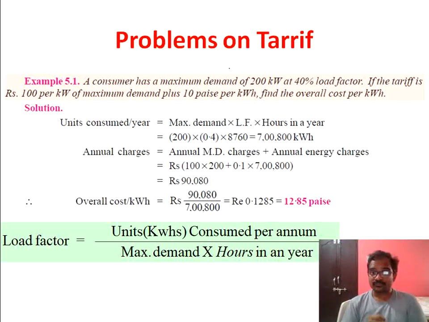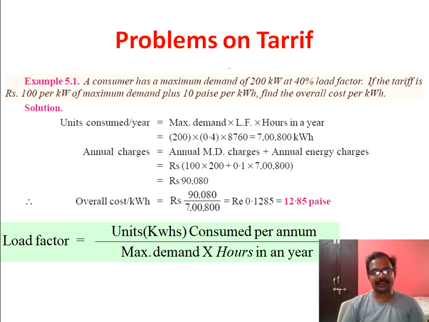Fine. But what about the annual charges? We have given 10 pice per unit. But what are the number of units? They haven't given the number of units. In that place they have given the load factor to find out the number of units. What is the load factor? Number of units consumed per year divided by maximum demand into hours in a year. Therefore, number of units consumed per annum.